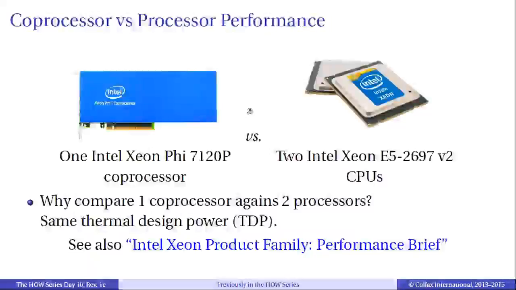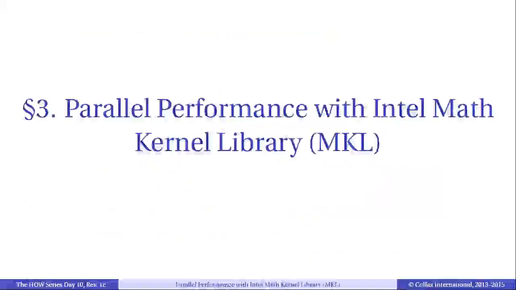Notice that whenever I show performance results, I will be comparing a Xeon Phi coprocessor to a dual socket Xeon, so that I'm comparing devices of similar thermal design power. I've addressed this many times in this course.